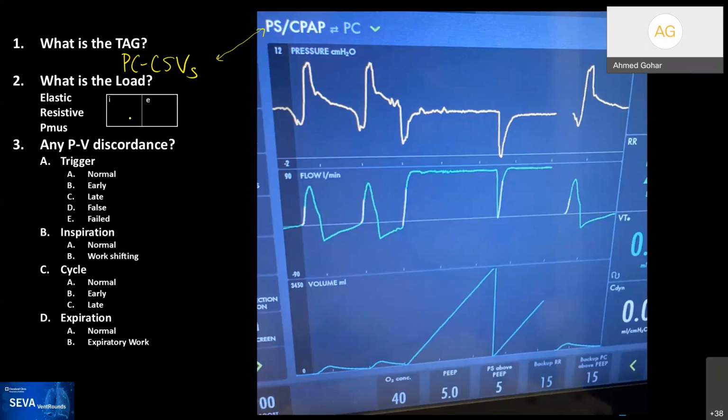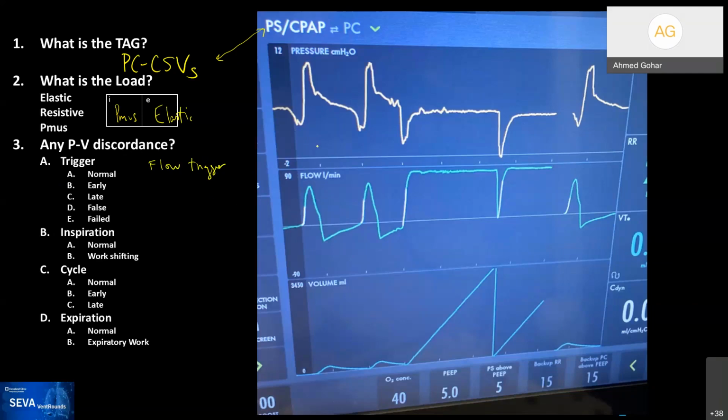Now moving to the load, I'm inclined to say it's maybe PEMUS in inhalation and elastic in exhalation. I think the exhalation is quite passive and it gets to the baseline quite quick, which would suggest an elastic load. Now, in terms of discordance, this is flow triggering. The flow looks normal. In terms of inspiration, there is some workload. Now, in the first, second, and the last breath, it doesn't look like there is a lot of work shifting. I mean, maybe minimal, if anything.